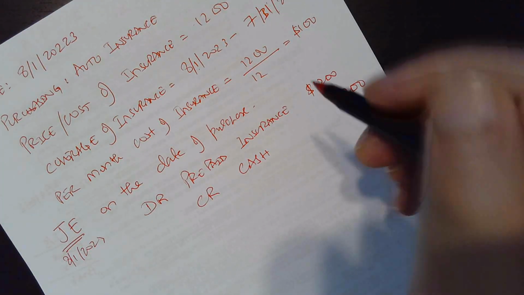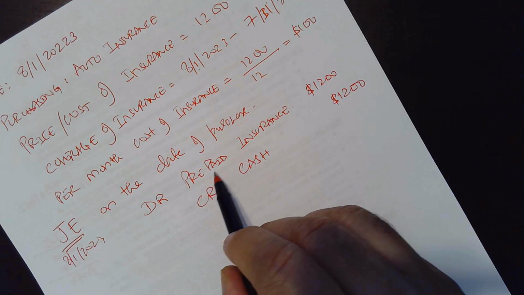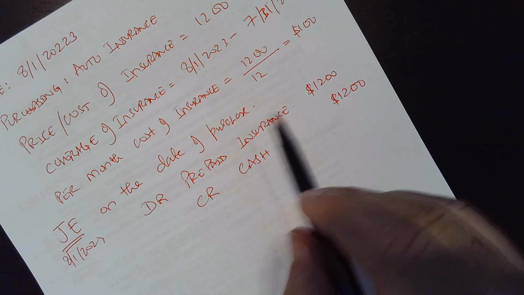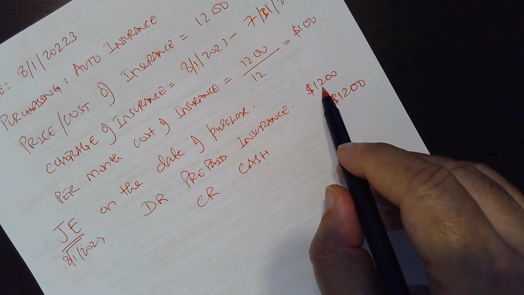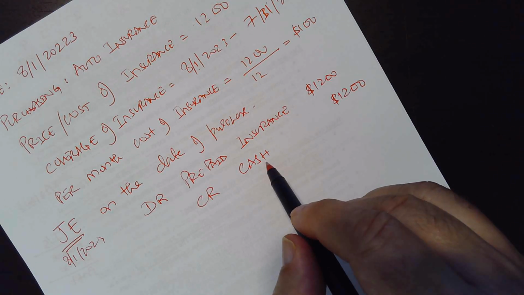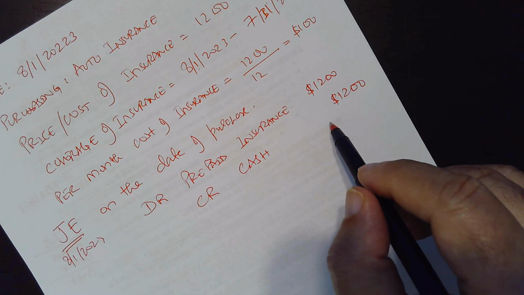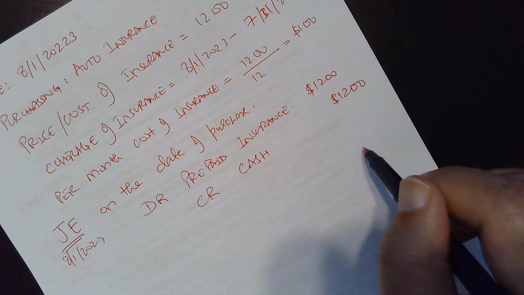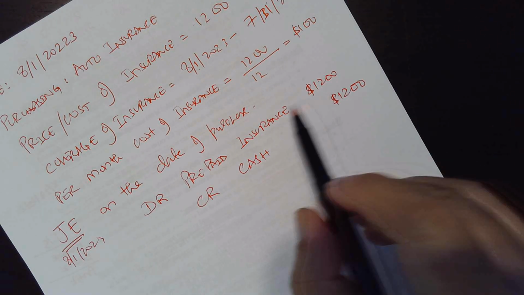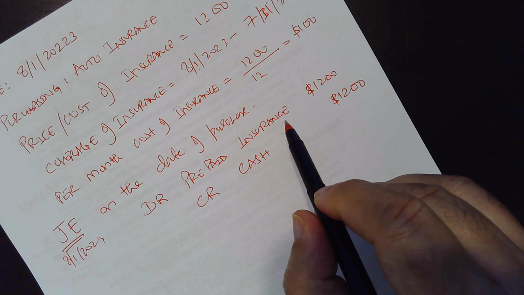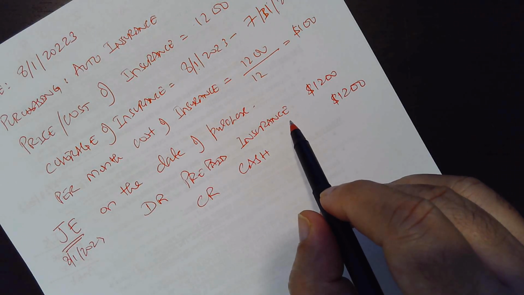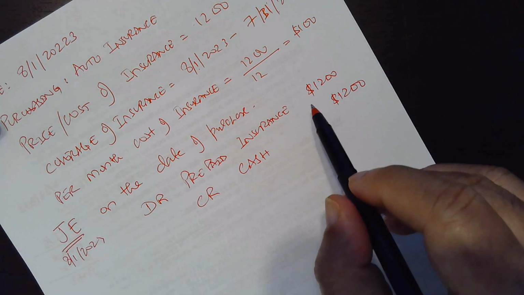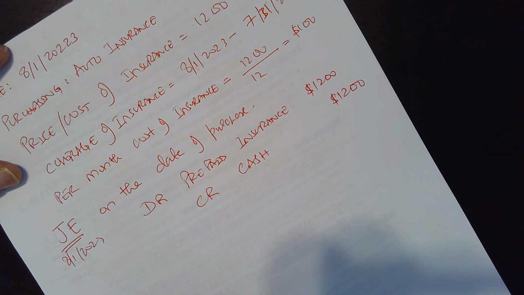What are we saying? We are saying that I have purchased auto insurance for my company truck for $1,200, and I have paid cash $1,200. So the business is $1,200 down in cash, but they have also purchased $1,200 worth of insurance to cover the next 12 months for the truck of the company. All right. Now we are going to talk about adjustment.